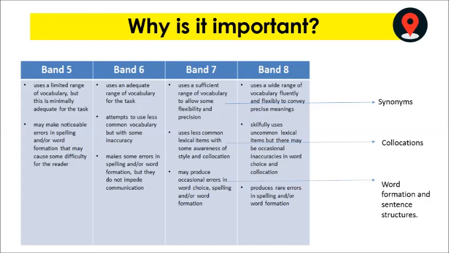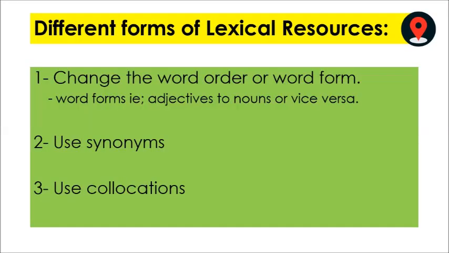So now that we know what lexical resources are and why they are so important, it's time that we look at the 3 different forms of lexical resources that you should use while writing your essay. Now, the first one being change the word order and the word form. This is widely used in the introduction paragraph where you have to paraphrase the topic or background of the topic. The word form is when you change nouns to adjectives, verbs to adverbs, or vice versa. I'll be explaining these techniques later on in the lesson in more detail.